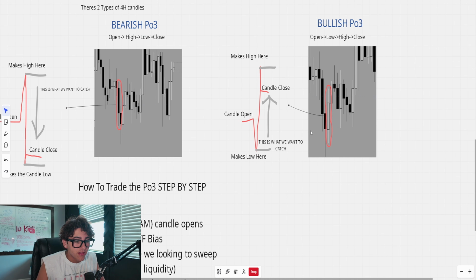In the same way, as you can see, we've respected a PD array consistently right here, and then this candle flips and turns bullish, right?